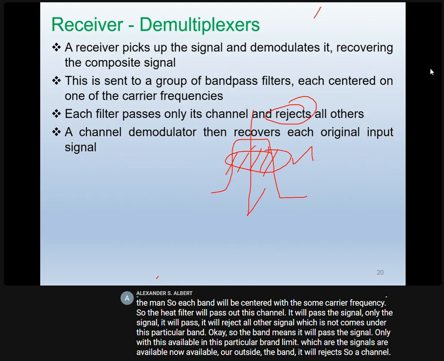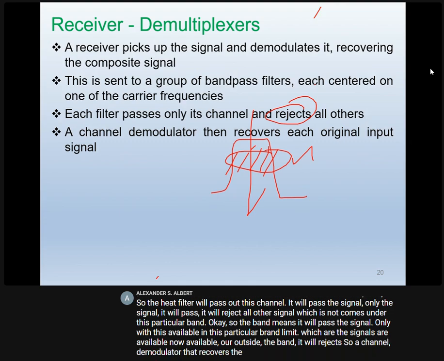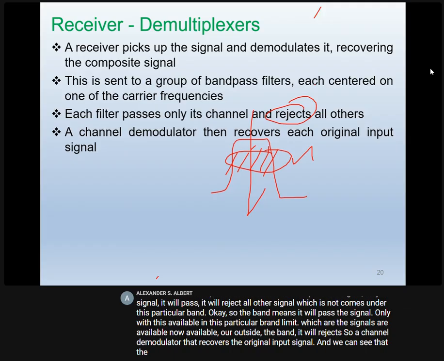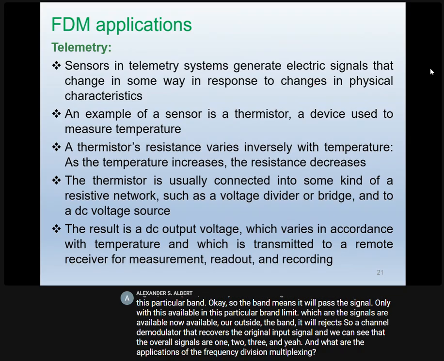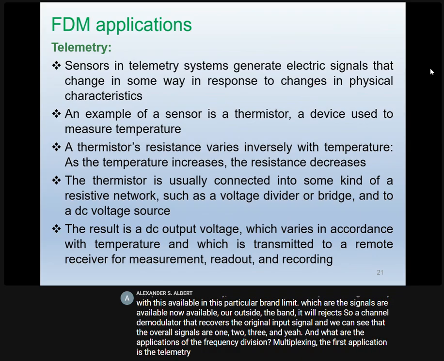So a channel demodulator recovers the original input signal, and we can see that the original signals are 1, 2, 3. And what are the applications of frequency division multiplexing? The first application is telemetry.